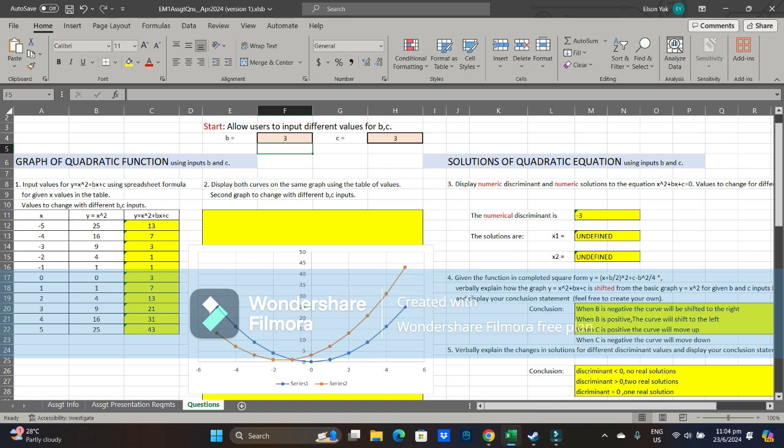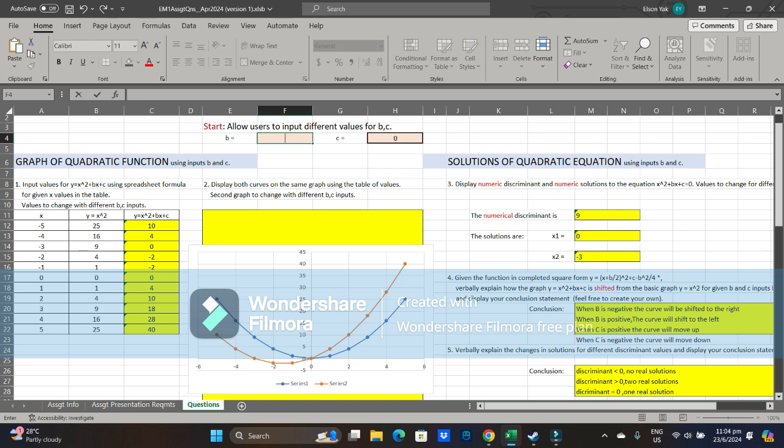But if I want to have solutions, I can just change here. So 3, 0. The numerical discriminant over here is 9. And since 9 is more than 0, this means that we'll have two real solutions, as shown over here, where our x1 is 0 and our x2 is negative 3.